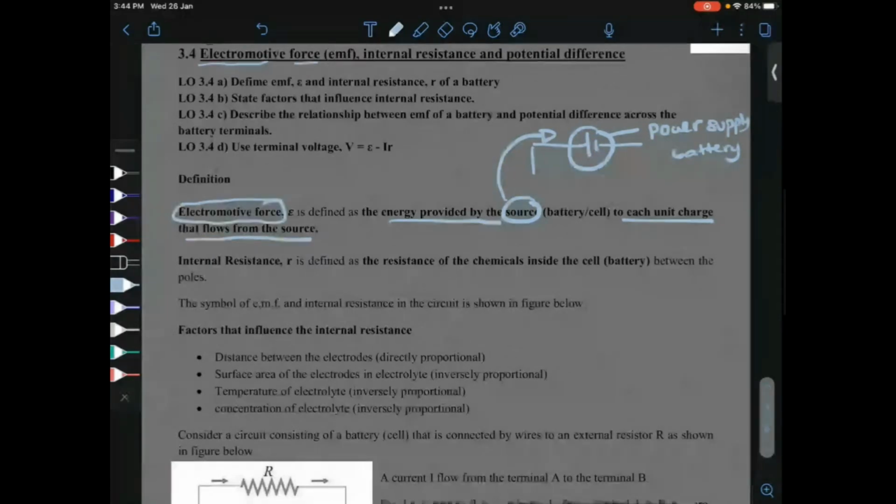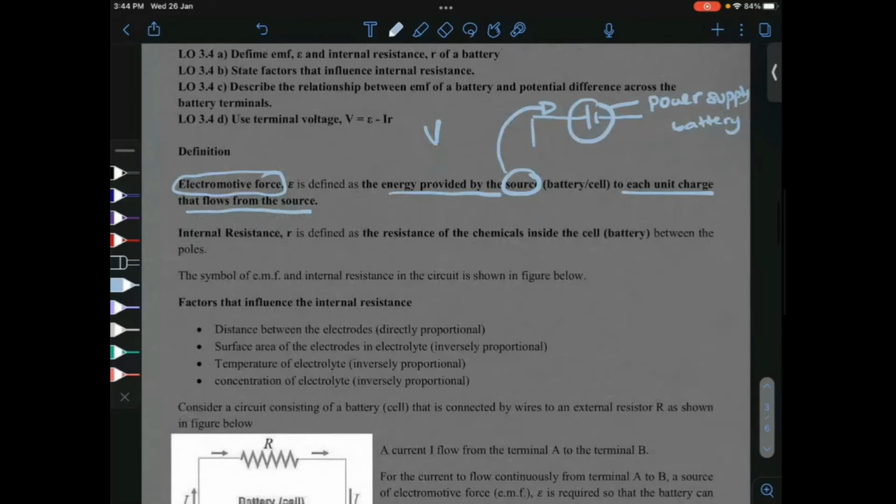Sebenarnya awak dah pernah belajar pun benda ni, cuma kita panggil dia sebagai potential. Okay, awak panggil dia sebagai volt. Voltage daripada bateri itu kan volt. Tapi nama sebenarnya dia adalah electromotive force. We have been using another name dekat sini iaitu voltage ataupun potential sebab sebelum ini kita neglect the term internal resistance. So now you have reached a point where you should know regarding the internal resistance. Maka kita belajar term betul lah. Ini dipanggil sebagai EMF.